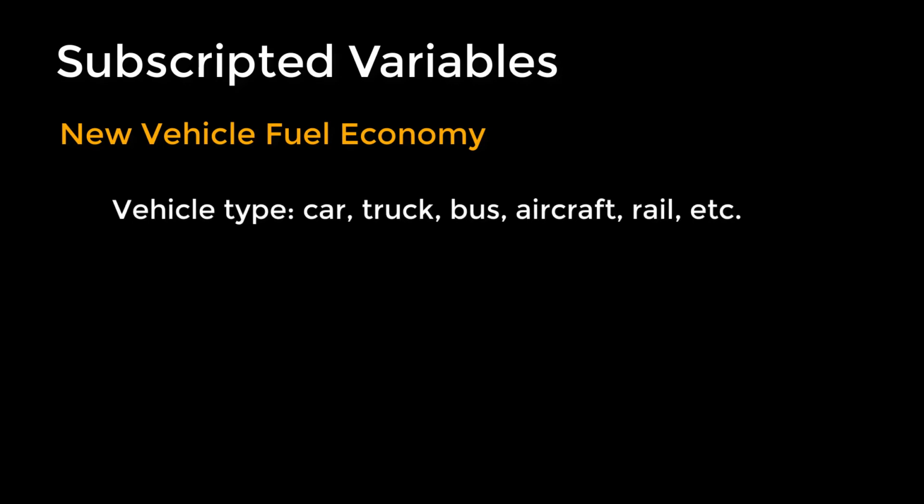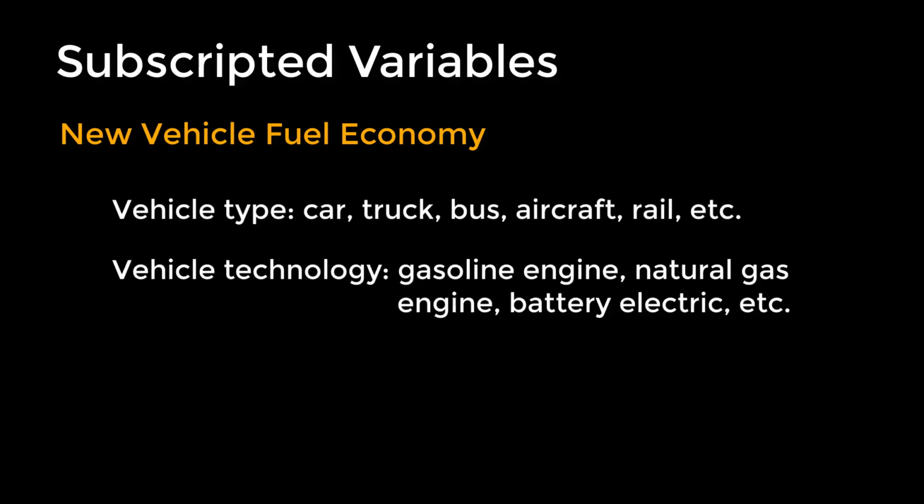Variables often have more than one subscript, which means they have more than one array dimension. For example, a variable that defines a property of different vehicles may be subscripted by vehicle type and by vehicle technology.